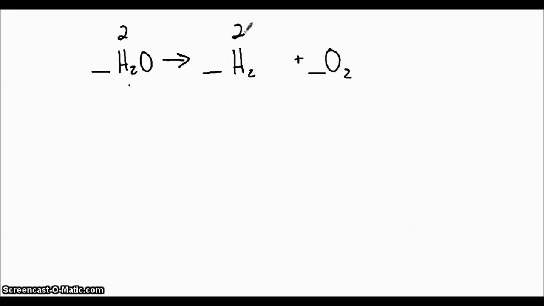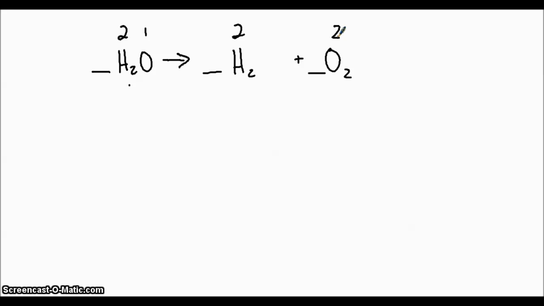Good. That seems to be balanced. I don't have to do anything there. If I look at my oxygens, I have 1 oxygen here, but I have 2 oxygens on my product side. Now those are not balanced. So I have to do something to change this.